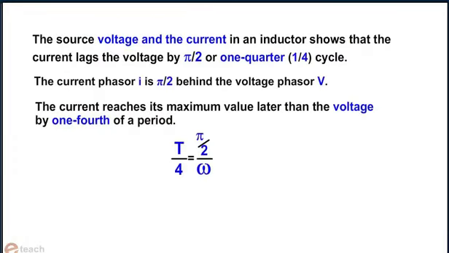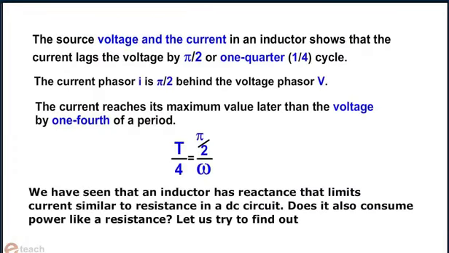The source voltage and the current in an inductor show that the current lags the voltage by pi by 2, or 1/4 cycle. The current phasor I is pi by 2 behind the voltage phasor. The current reaches its maximum value later than the voltage by 1/4 of a period. Therefore, T by 4 equals pi by 2 by omega.